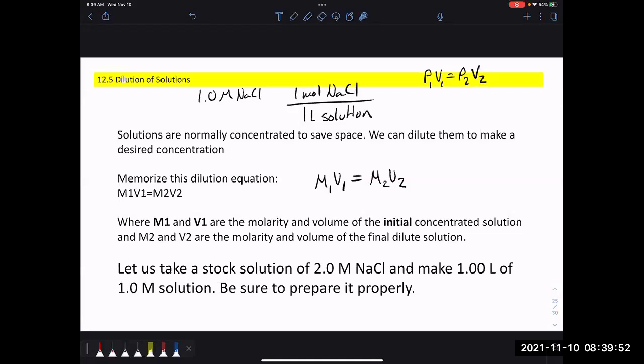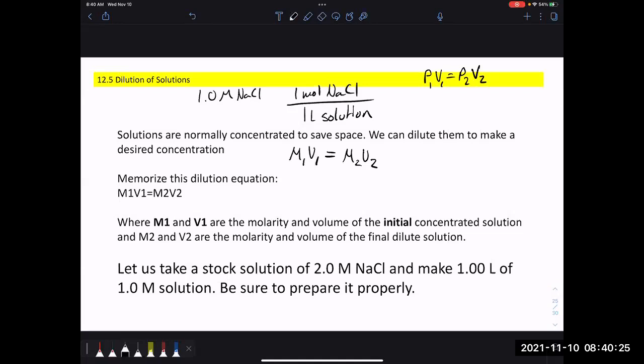So let's use this example here. We have a stock solution of 2 molar sodium chloride, and we take the stock solution and make 1 liter of 1 molar solution. So be sure to prepare it properly. I think what that's hinting at is the fact that, well, let's do the calculation and then I'll explain what this 'be sure to prepare it properly' means.